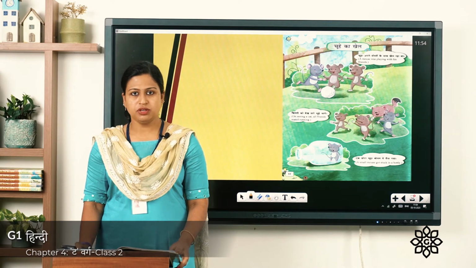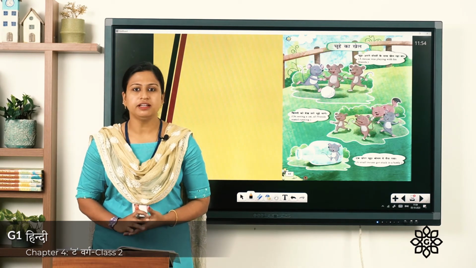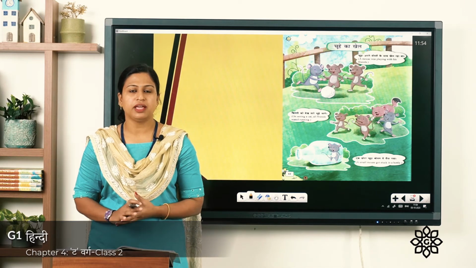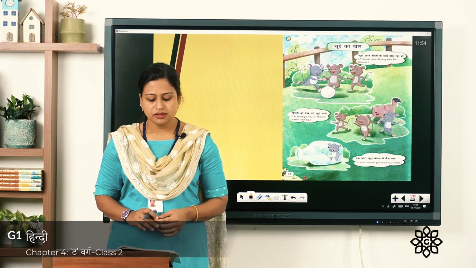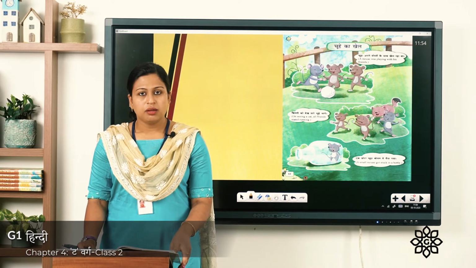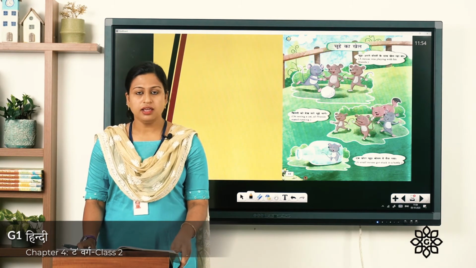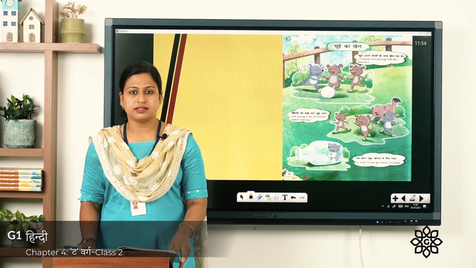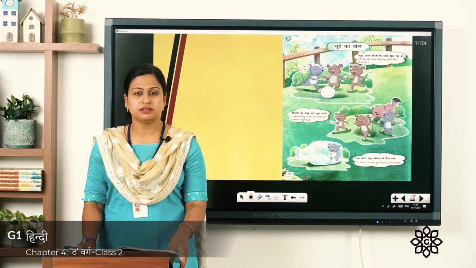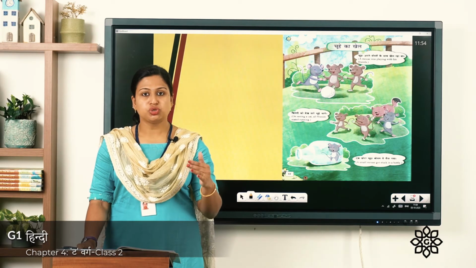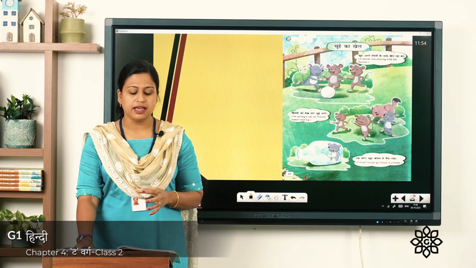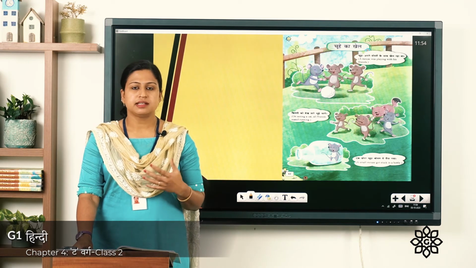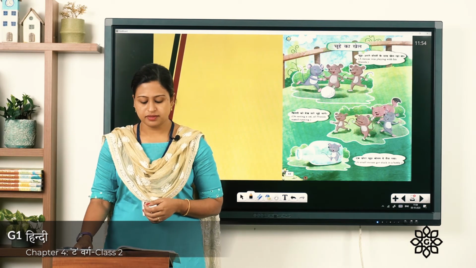Now in the next picture you can see the entry of a cat. We all know that cat loves mice. Now let's see what happened. बिल्ली को देख सारे चूहे भागे. So here बिल्ली means cat, देख means see, चूहे means mice. So on seeing a cat, all friends started running.